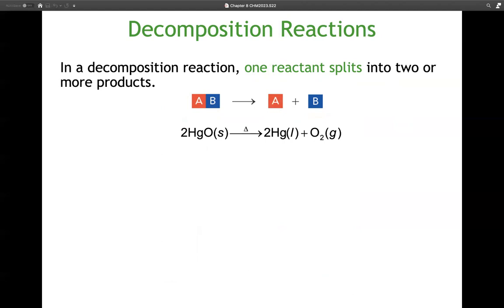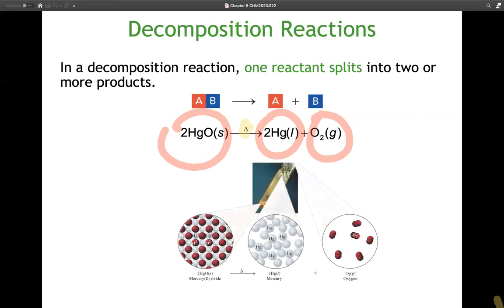If we take a look at mercury oxide, the delta right here indicates that heat is required, and then it forms liquid mercury and oxygen gas. So that's an example of a decomposition where you have one molecule that is splitting or decomposing into its simpler components. And here's an example of mercury oxide, which when it's heated, decomposes into liquid mercury and oxygen gas.